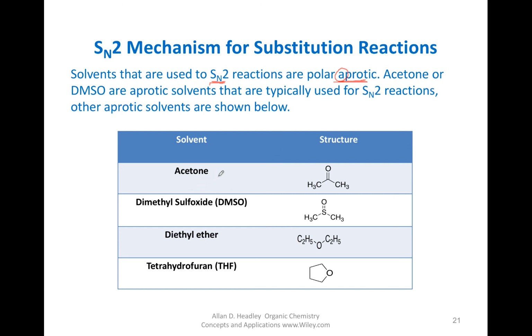Here are some solvents that are extremely good for SN2 reactions. Acetone. Notice the hydrogens are bonded to carbon. DMSO, dimethyl sulfoxide. Notice again the hydrogens are bonded to carbon. Diethyl ether. Again, the hydrogens are bonded to carbon. And of course, tetrahydrofuran, THF, the hydrogens here are bonded to carbons. So these are considered polar aprotic. The key word here is aprotic solvents that are used for SN2 reactions.